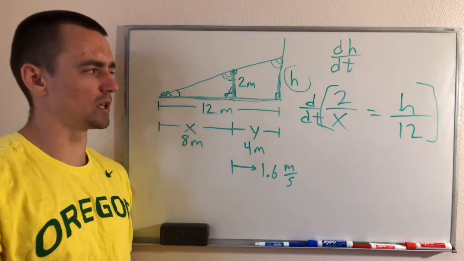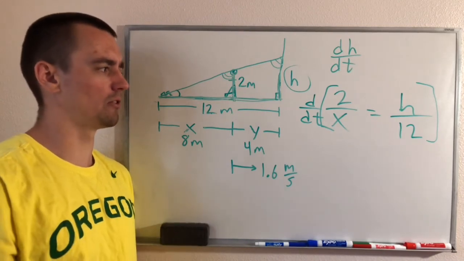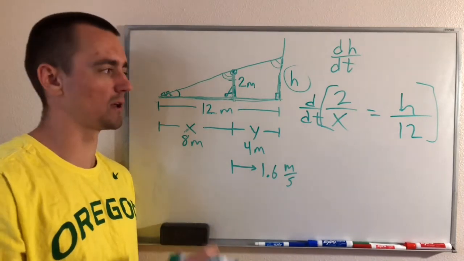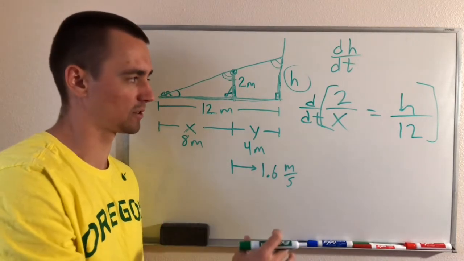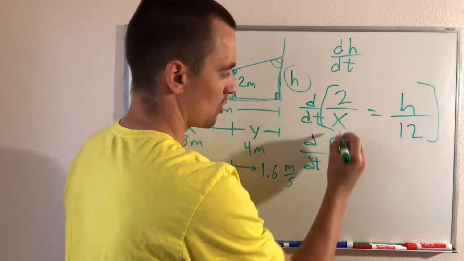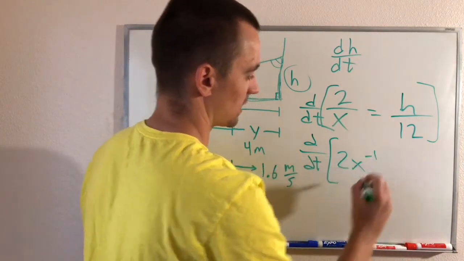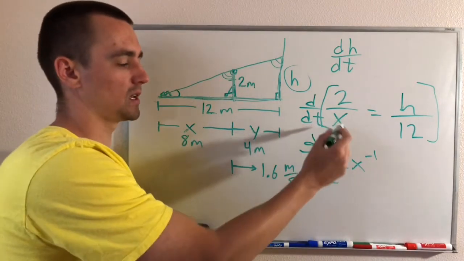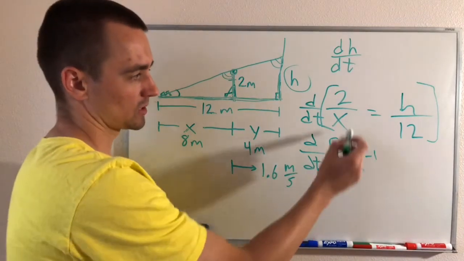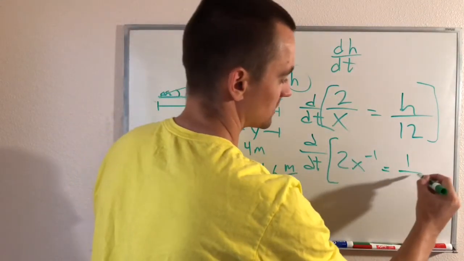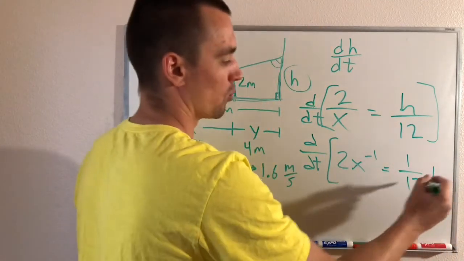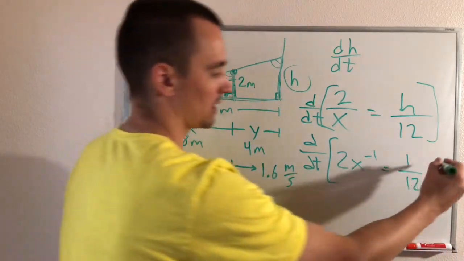Before we do that though, let's rewrite this. There's a couple of ways we could do it, but instead of writing everything in fractions, let's rewrite things so that we have everything on one line before we take the derivative. What I mean by that is we could think of 2 over x as 2x to the negative 1, right? Dividing by something is the same as raising that thing to the negative 1 power. So that's equivalent there. And then here, instead of thinking of h over 12, let's think of 1/12 as a coefficient in front of h.